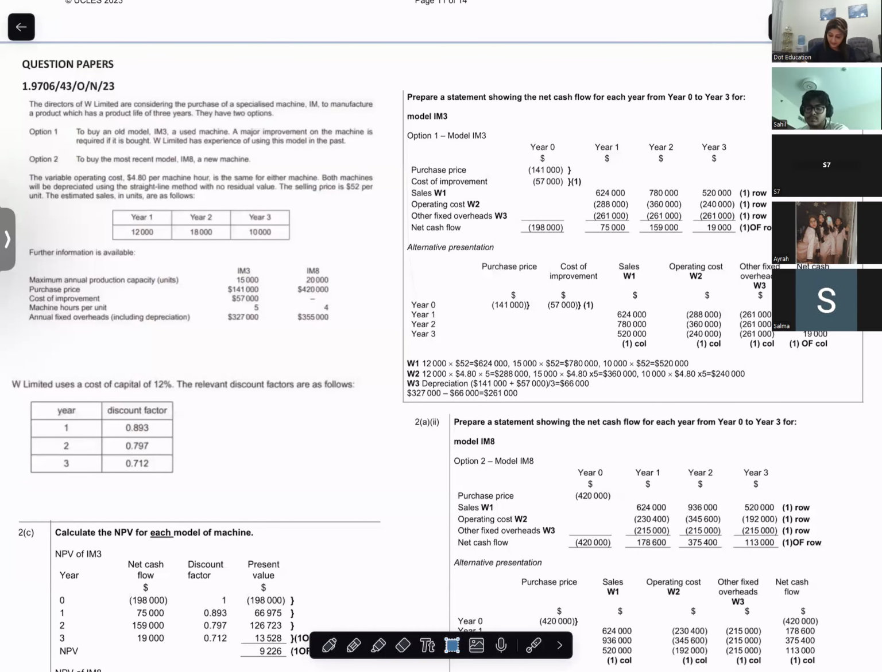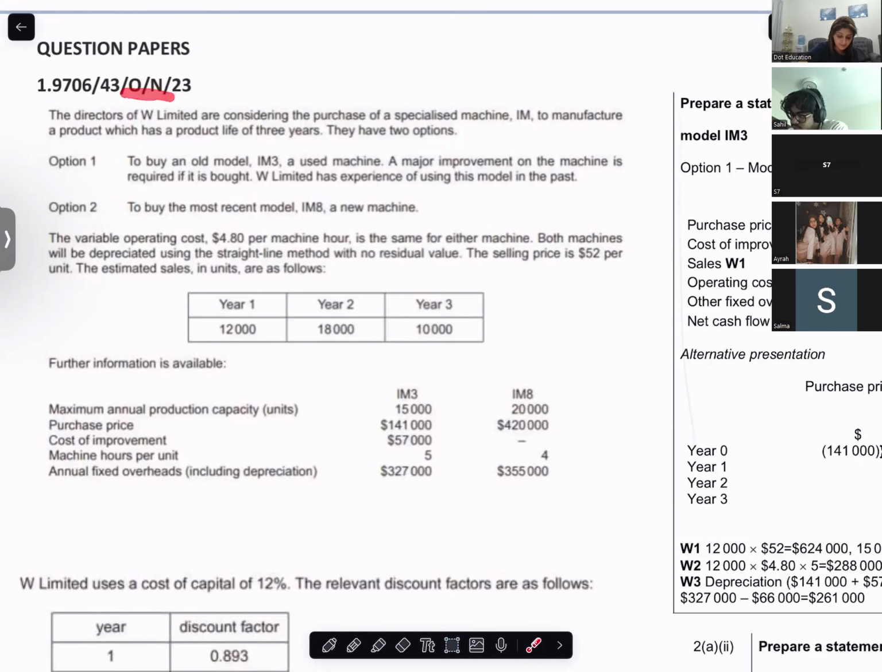Okay. So we are doing the directors of W Limited, October, November 2023, paper 43.